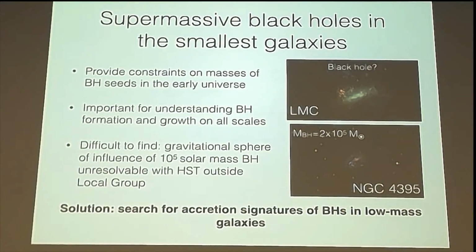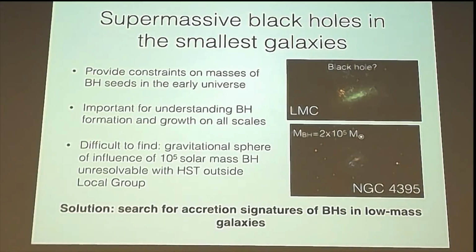So as a solution to this, we need to search for accretion signatures of black holes in small galaxies. So that is to say, we need to search for black holes that are consuming lots of material at a very rapid rate. You form a disk of material around the black hole, and lots of light gets emitted from the galaxy center, making it possible to detect the black hole.